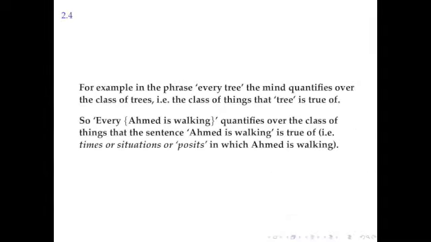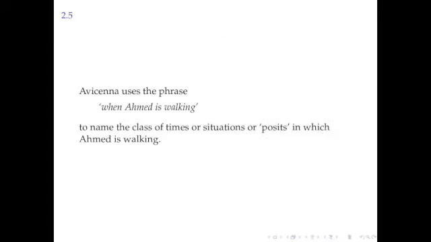For example, in categorical syllogisms, the phrase every tree quantifies over the class of trees, i.e. over the class of things that tree is true of. So, every sentence Ahmed is walking quantifies over the class of things that the sentence Ahmed is walking is true of. I.e., Avicenna says different things on different occasions, but either times or situations or, to use his favourite word, posits in which Ahmed is walking. And Avicenna uses the phrase when Ahmed is walking to refer to the class of times or situations or posits in which Ahmed is walking.